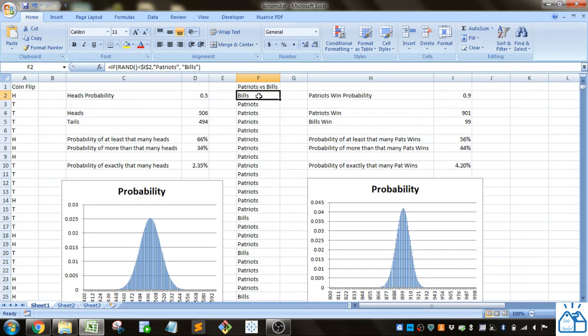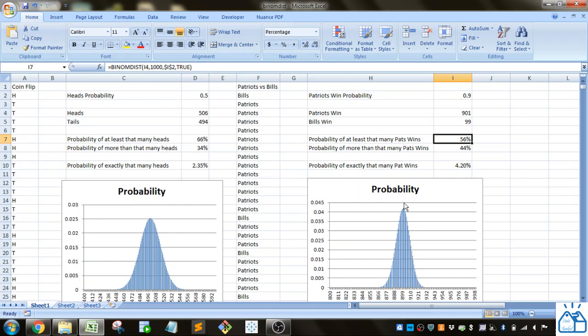Now the probability of an event is not always going to be 50%, or 0.5. So in the case of an NFL game, you've got Patriots versus Bills. The Patriots are a better team, so they're going to have a higher probability of winning. So let's say that's 90% or 0.9. If we simulated that 1,000 times, in this case, the Patriots got 901 in this simulation, and the Bills won 99 times. And you can calculate the same probability of getting at least that many Pats wins. So it would be 56%.